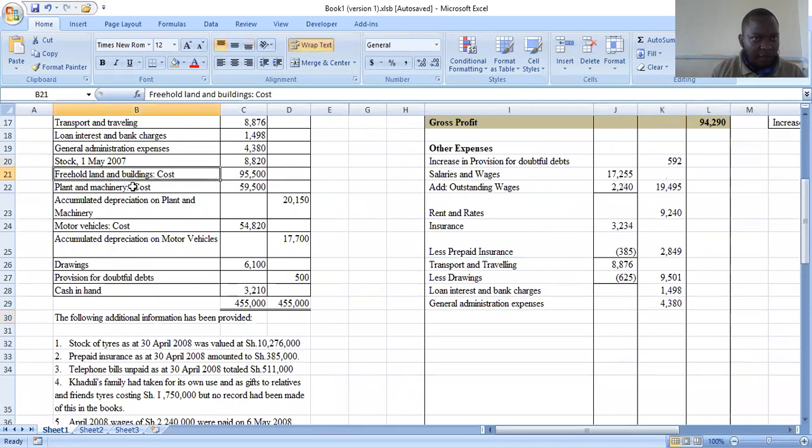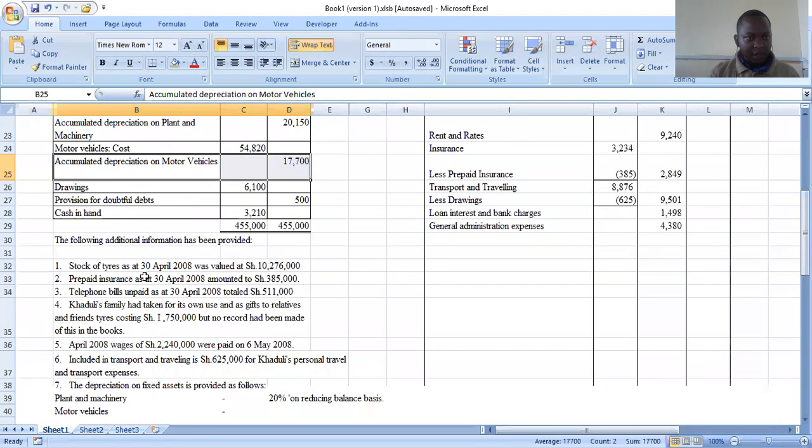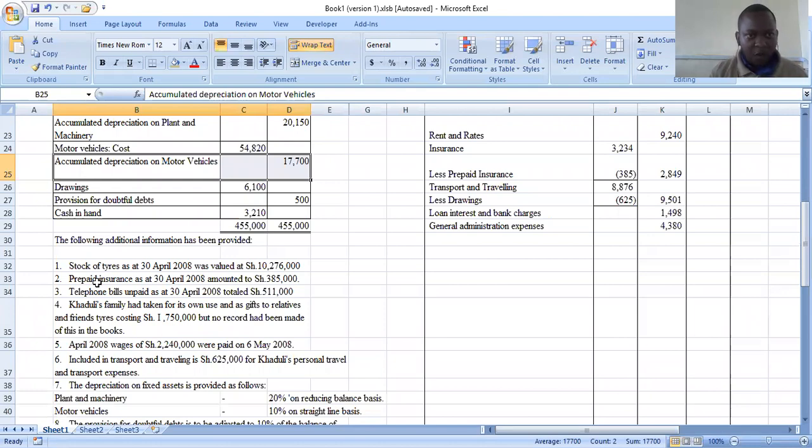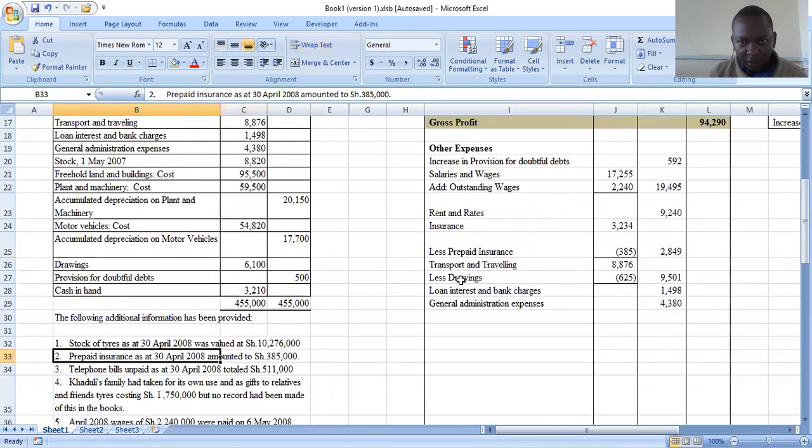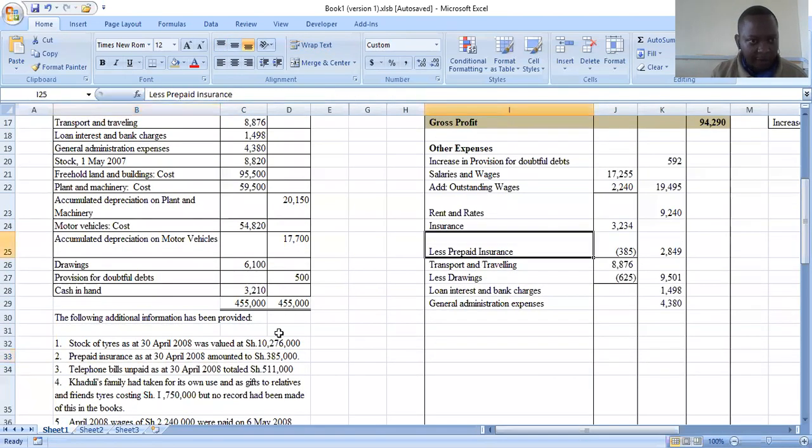Stock, freehold land and buildings, plant and machinery. These are assets, so they don't fall under the profit and loss account. Then you have accumulated depreciation on plant and machinery that goes to the balance sheet. Motor vehicles and assets, balance sheet, accumulated depreciation to the balance sheet. So it seems we have exhausted the expenses in the trial balance. So we move on to the additional information. What may we have left? Prepaid insurance is already there.